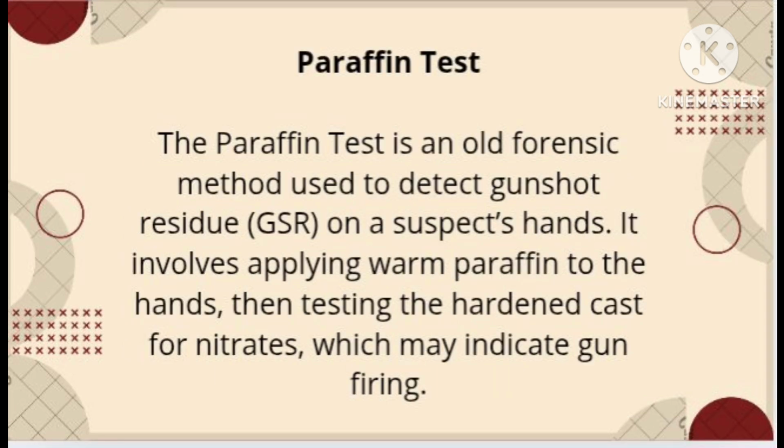The paraffin test is an old forensic method used to detect gunshot residue on a suspect's hands. It involves applying warm paraffin to the hands, then testing the hardened cast for nitrates, which may indicate gun firing. It is the oldest test in existence. It's designed to check for nitrates in the hand, indicating gunpowder residue.